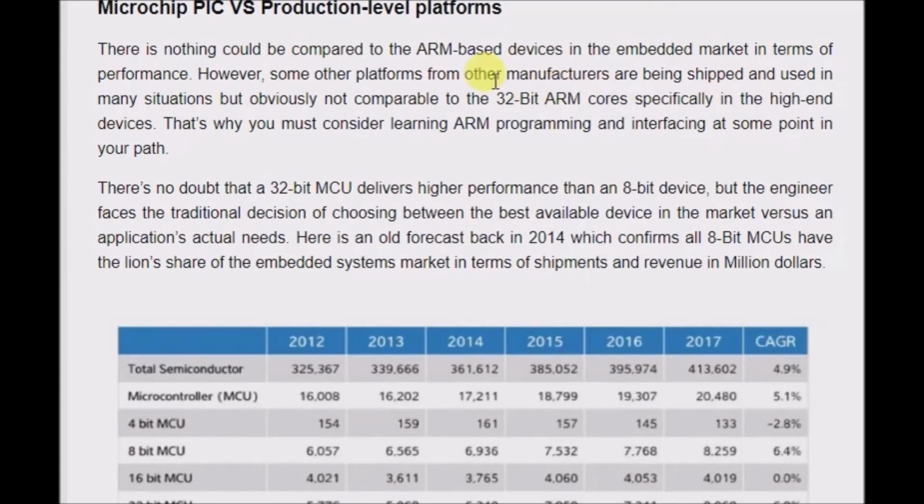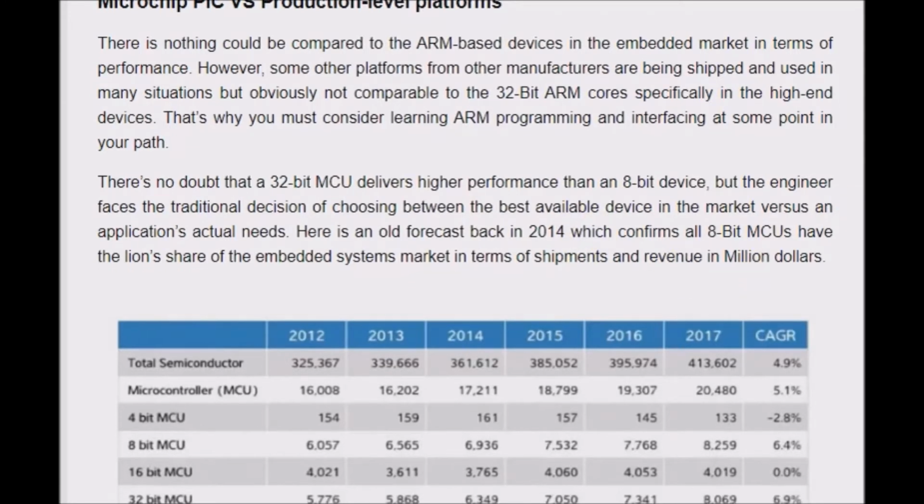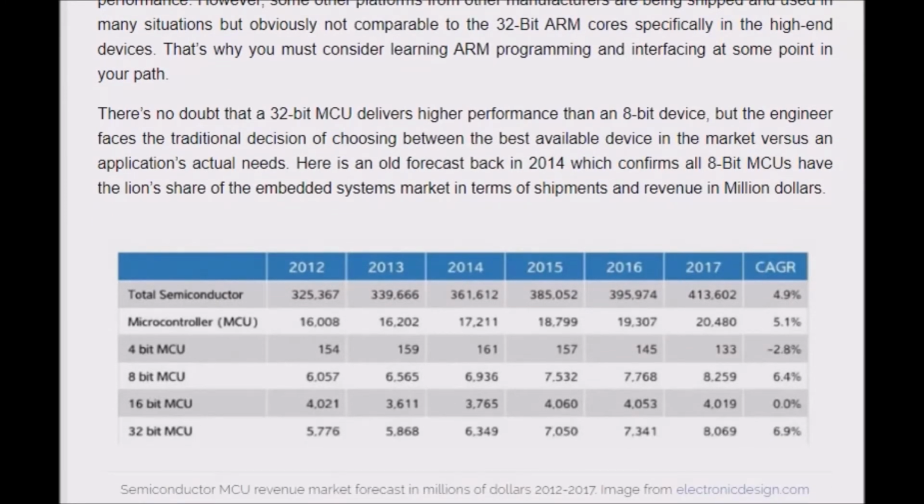Okay, so I guess ARM-based devices have the best performance. However, some other platforms from other manufacturers are being shipped and used in many situations, but obviously not comparable to the 32-bit ARM cores, specifically in the high-end devices. That's why you must consider learning ARM programming and interfacing at some point in your path.